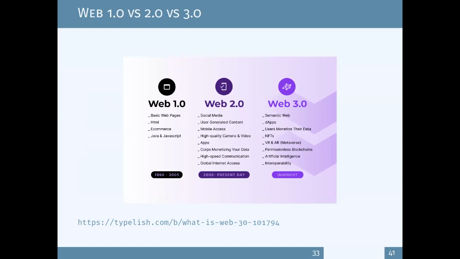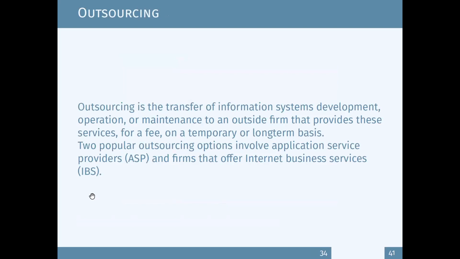So here is how the web has changed over the years. We initially had HTML, e-commerce, and so on, but now with Web 2 we have social media, global internet access, and high-speed communication. But now Web 3 is the future. We have semantic webs, NFTs, use of artificial intelligence, and so on.